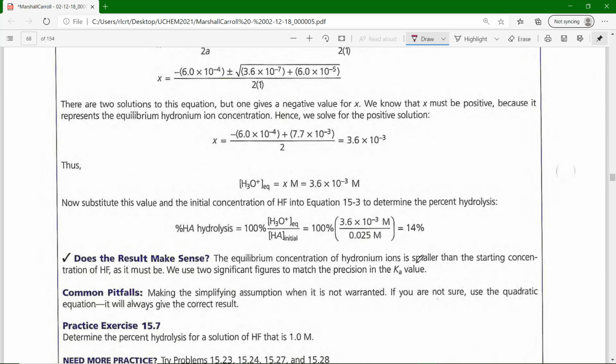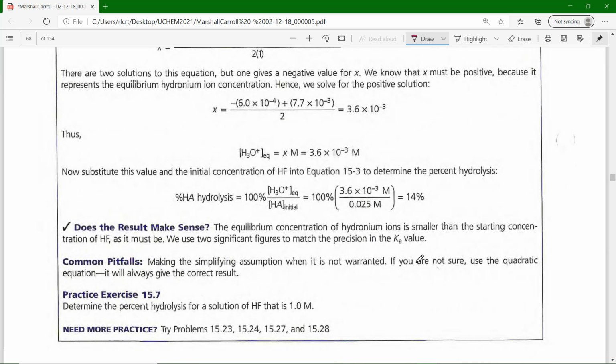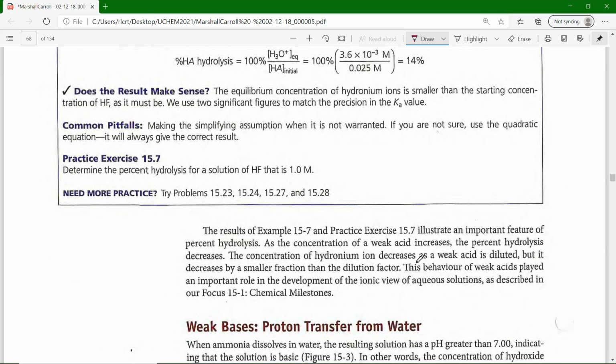A common pitfall is making the simplifying assumption when it's not actually allowed. If you aren't sure, use the quadratic equation, which will always give you the correct result. So let's try this example here.